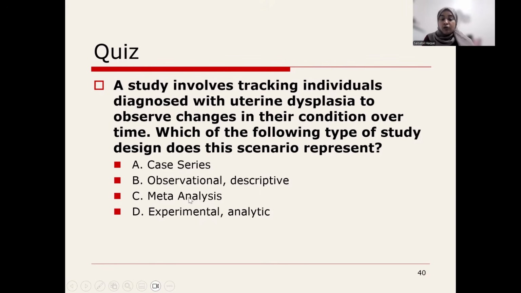Again, observational descriptive doesn't make sense, since you're following up with them. Usually observational cross-sectional studies are a snapshot in time. Meta-analysis, you're just observing changes in time, you're not really comparing with anything. And experimental, there's no experiment done here.